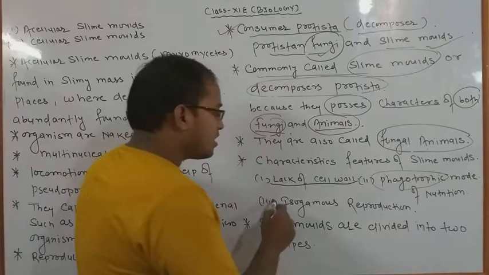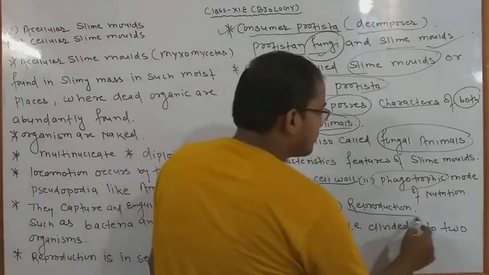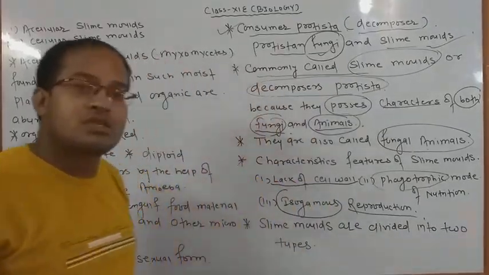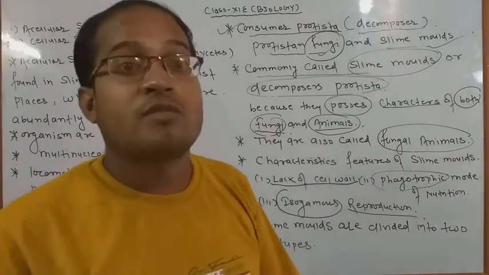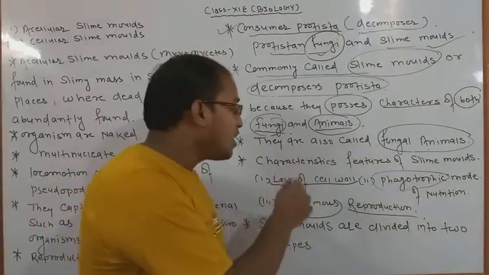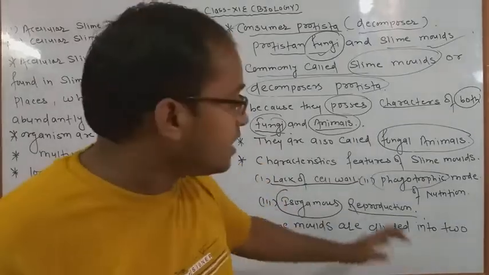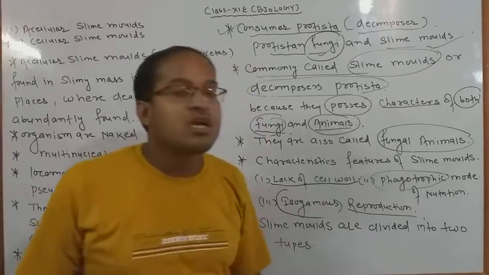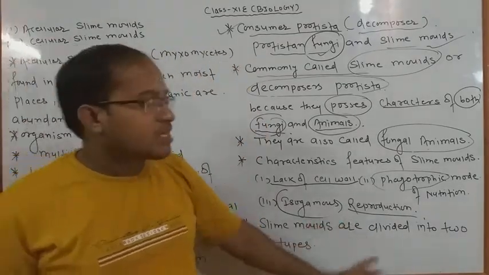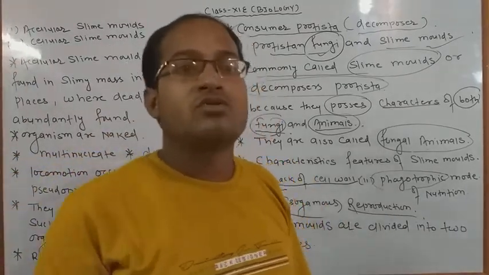Next, there is a special type of isogamous reproduction. Isogamous reproduction, I think this is a new term. What is the meaning of isogamous reproduction? Isogamous reproduction is a way of sexual reproduction which is carried out generally in slime molds. ठीक है, ये एक प्रकार का sexual reproduction होता है, but in this, gamete formation takes place by using alleles.